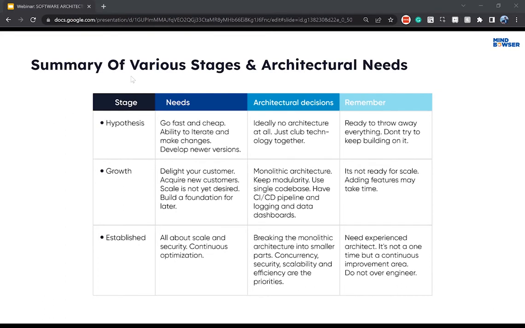So, in that way, for the same product, we have seen 3 different stages over the time period, as the product grows, as the user base grows, and as the functionalities grow.